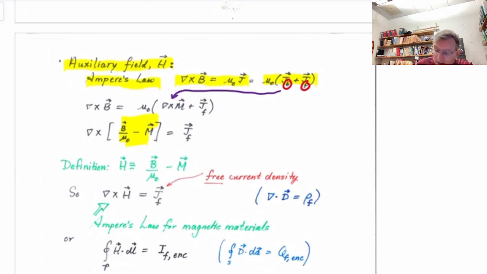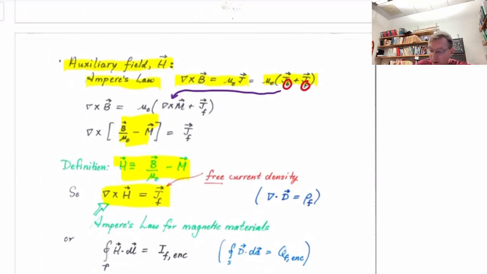And then that motivates us to define this new vector field, H arrow, as B arrow over mu 0 minus M. So H arrow, this new vector field H, has the same units as magnetization. But if we make that definition, then Ampere's law for this new vector field H takes on a pretty simple form. The curl of H is J free. The curl of this new vector field H is determined by free volume currents.